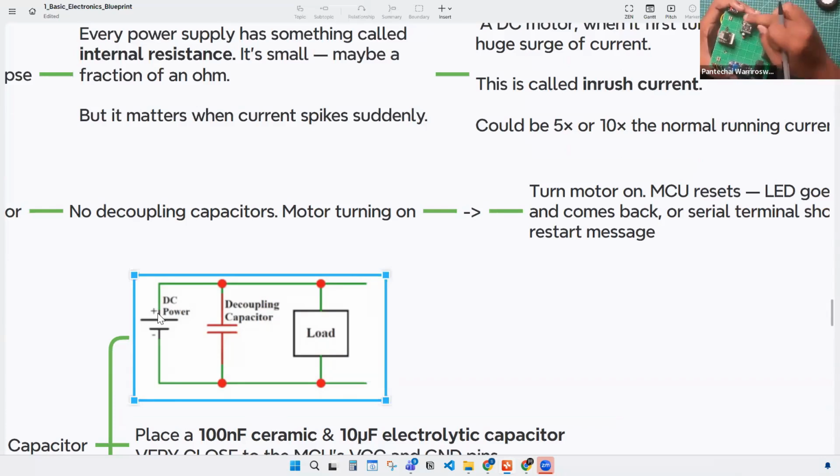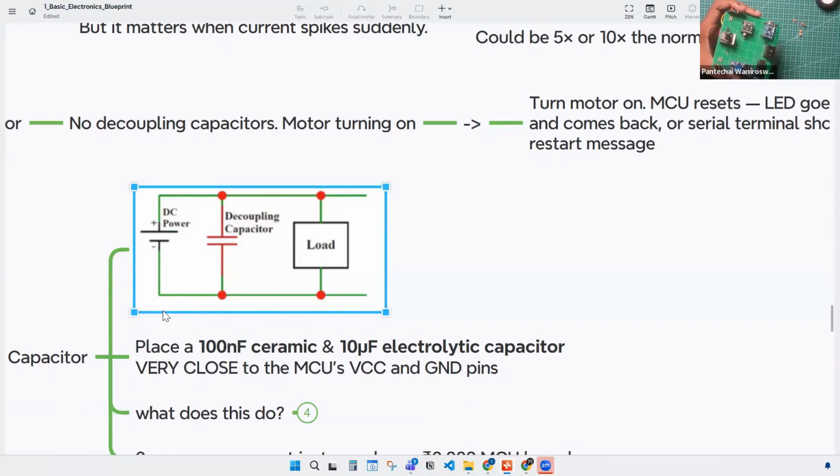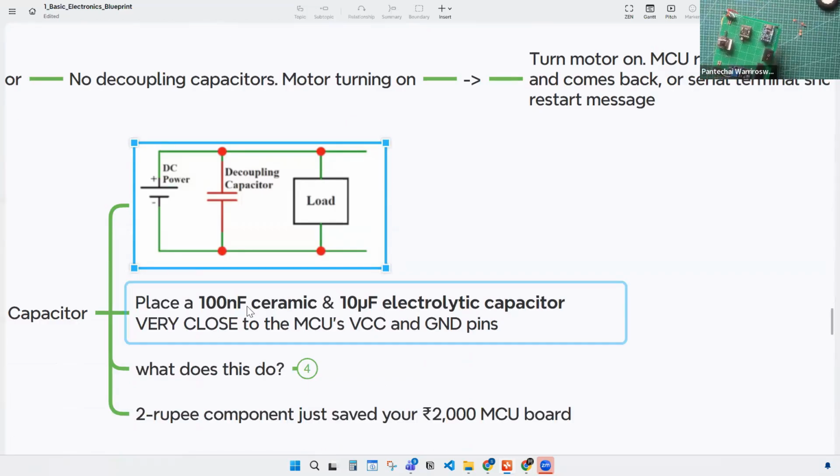But instead of directly connecting it here, in between I dropped two capacitors. One is electrolytic, another one is ceramic. Both are in parallel together. And what are the values? The electrolytic we have used here is 100 microfarad, and the ceramic capacitor which we have used is 0.1 microfarad. So those are the two capacitors which we have dropped in parallel with this.